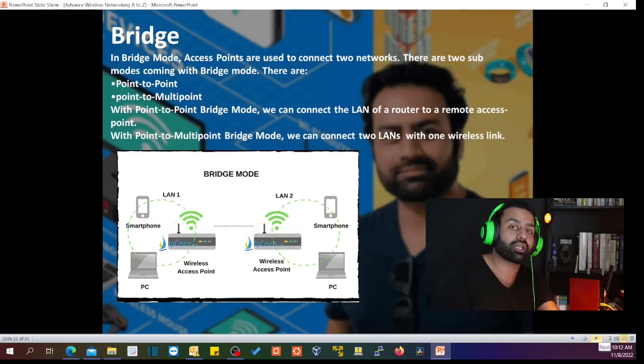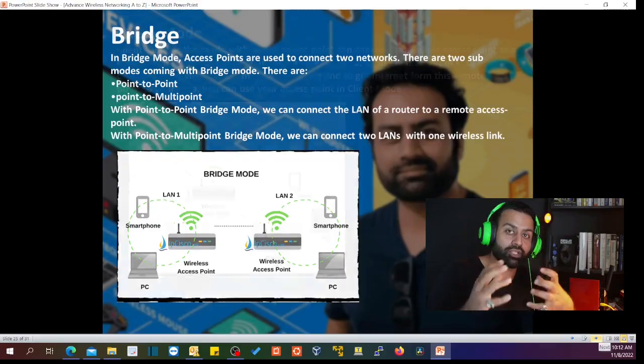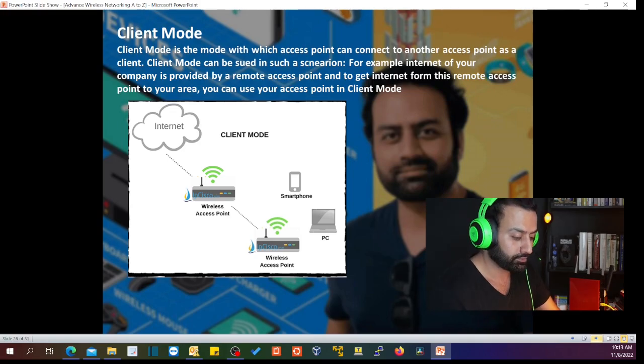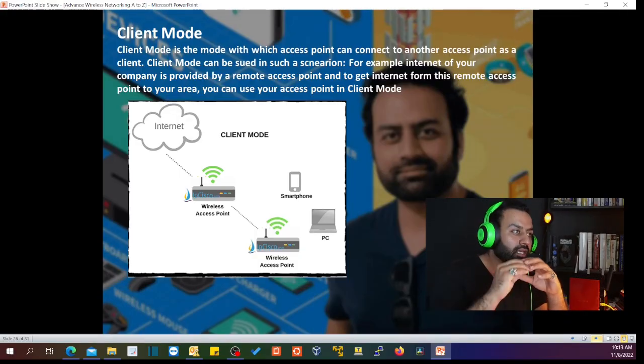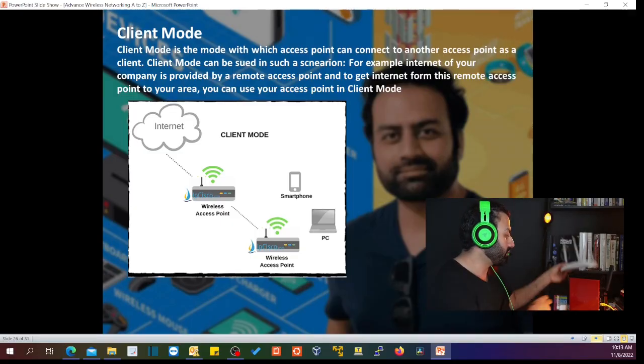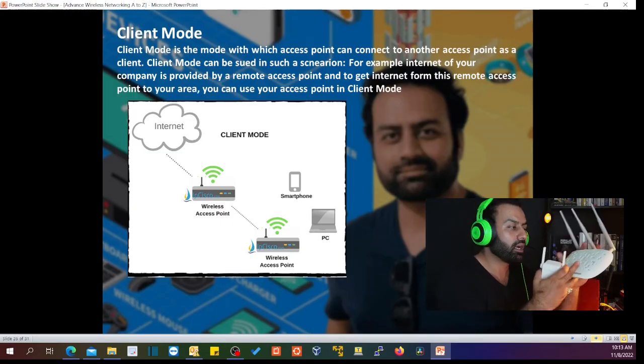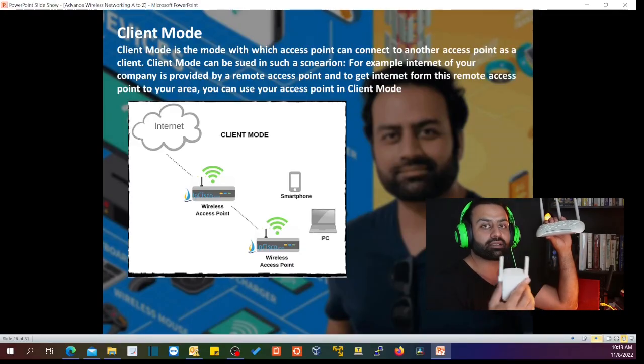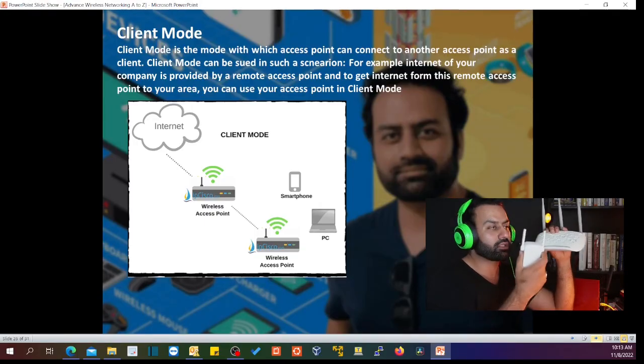You have to log into the access point. We're going to configure one of these access points as bridge mode and client mode. Look, guys, in here we have a client mode as well. The client mode is a mode where we can say which access point can connect to another access point as a client. So for example, if I have this access point and I have this access point, I am happy with this one, but I want to extend the Wi-Fi range of the internet. So this is called the client mode.